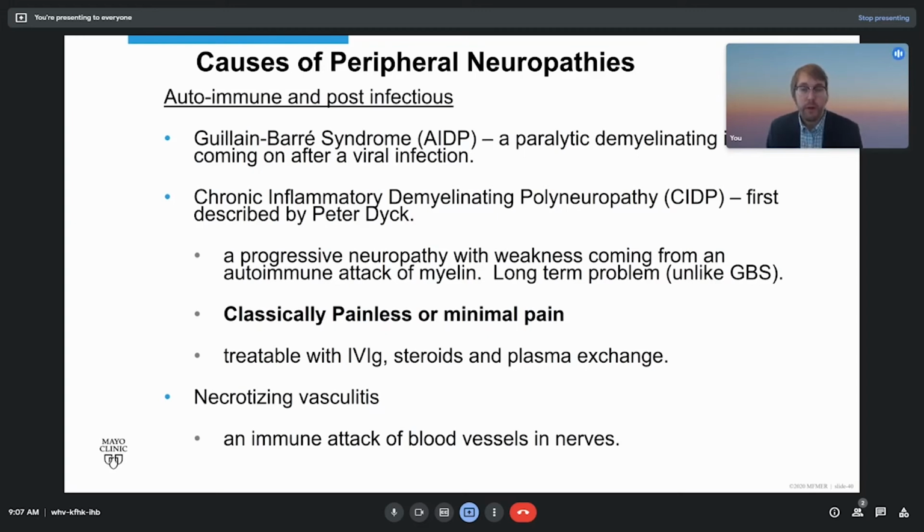Another form of autoimmune attack against nerves is necrotizing vasculitis, which would be an immune attack against the blood vessels in the nerves, like the one I showed you earlier with diabetes, except these may occur where there is no diabetes and instead another type of autoimmune disorder like lupus, for instance.